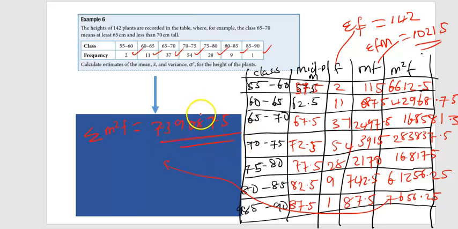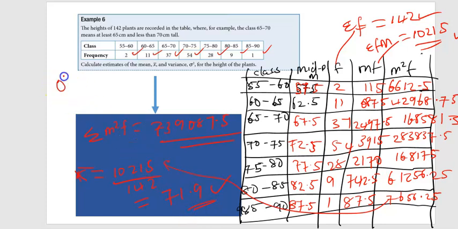Now we want to find what is our mean. Our mean, therefore, is going to be the summation of f times m, or mf, which we get here as 10,215. So it is 10,215. Divide that by 142. This should be able to give you 71.9 to 3 significant figures. Correct.